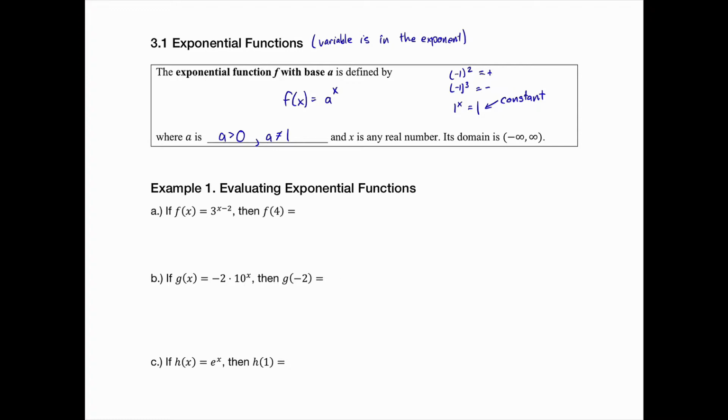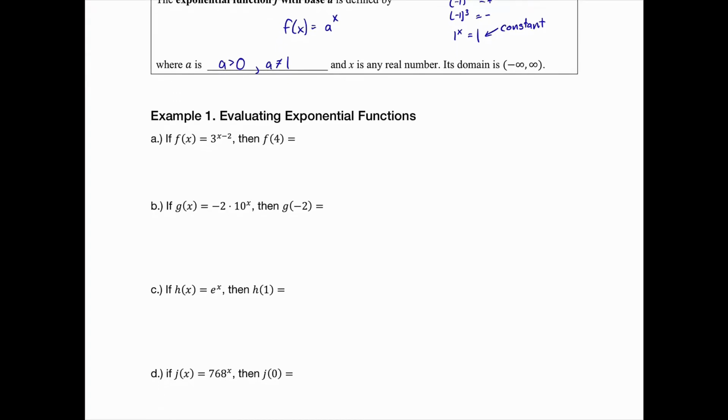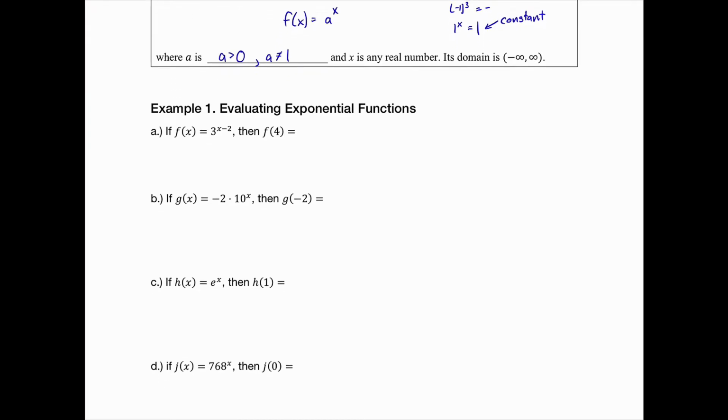So let's take a few moments and just figure out how to evaluate these. Of course, it's going to all be based off of certain powers of 3 or 10 or e, and we'll discuss all of these as we go along. So you may need to use a calculator to compute some of these. And it's also very important that you just know how to work with exponents. So let's look at this first one.